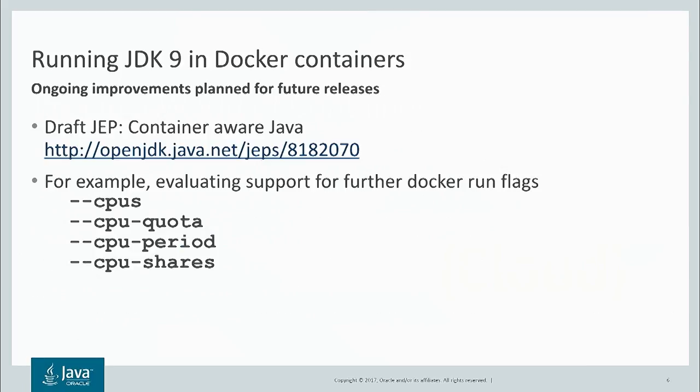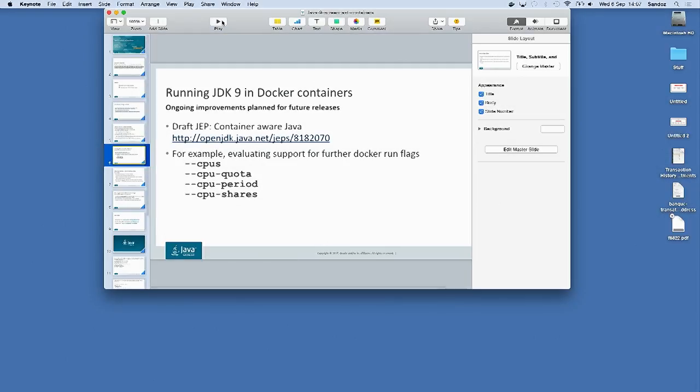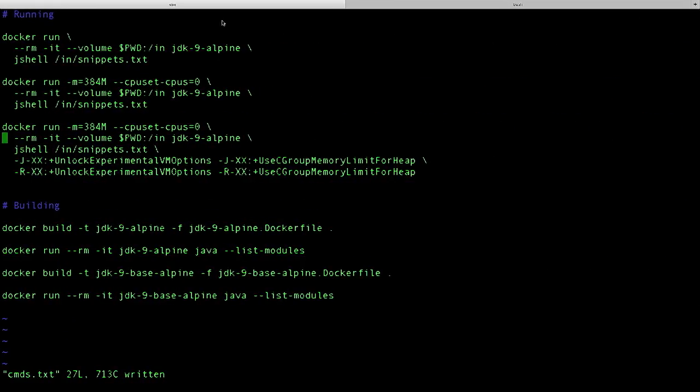And ongoing improvements are planned for a future release. We have a draft JEP in the works, container-aware Java, and we plan to do a number of enhancements here, for example, evaluating further support for Docker runtime flags you see there for CPU quotas and this. So there's a lot of work we can do here to improve how Java works. But now I'm going to switch to a little demo here and show the resource constraints in action.